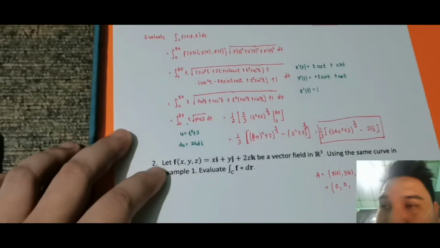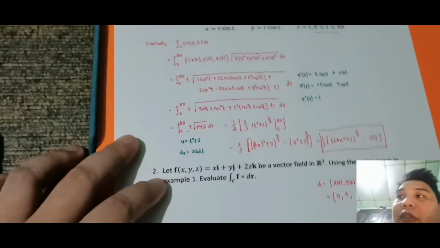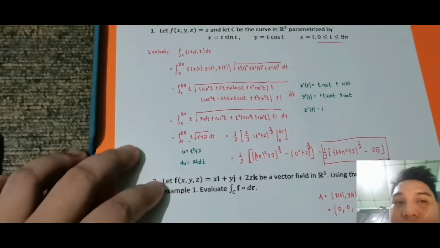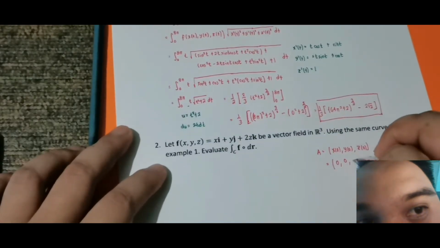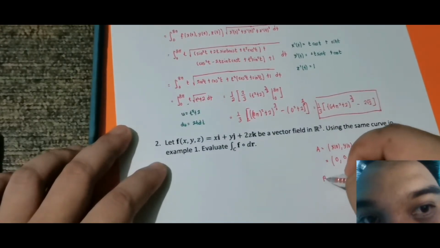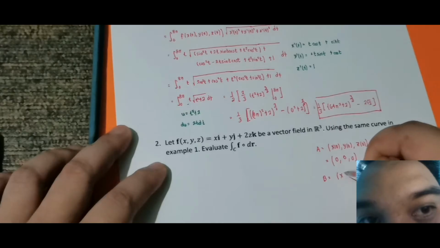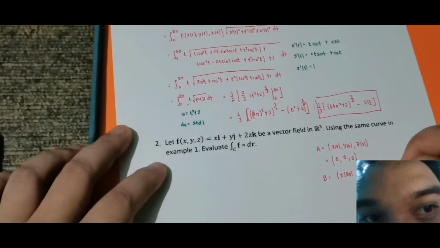Tama lang naman, no, 0 lang. Okay, so check ko sa value. So 0 sin 0, so tama, 0 lang din. Okay, so for letter B, so x of 8 pi comma y of 8 pi comma z of 8 pi.